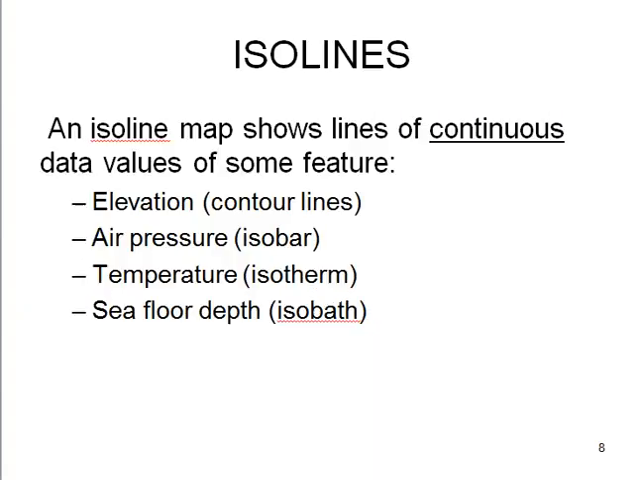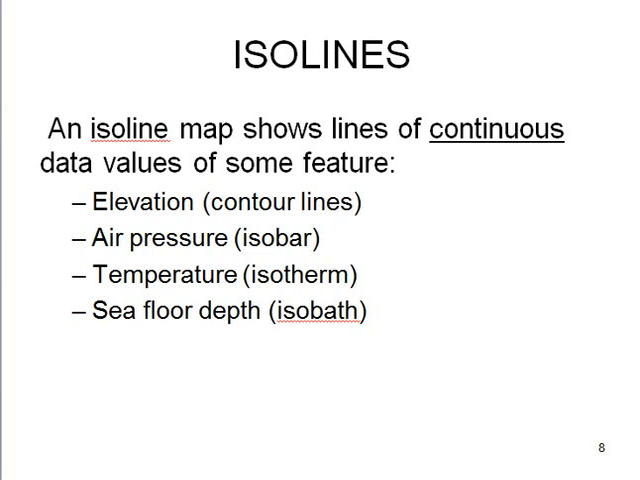The term isoline is used in many different disciplines, and it means just a line of continuous value. So on topographic maps, the line of continuous value is a contour line. If you were looking at a weather map, it would be an air pressure line, an isobar. Temperature would be an isotherm.